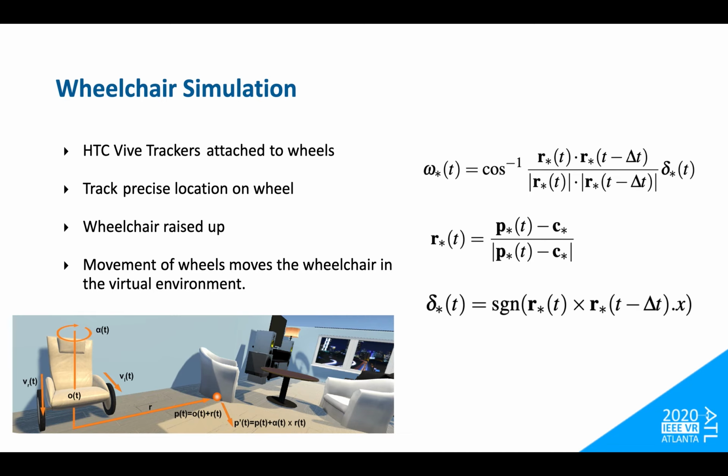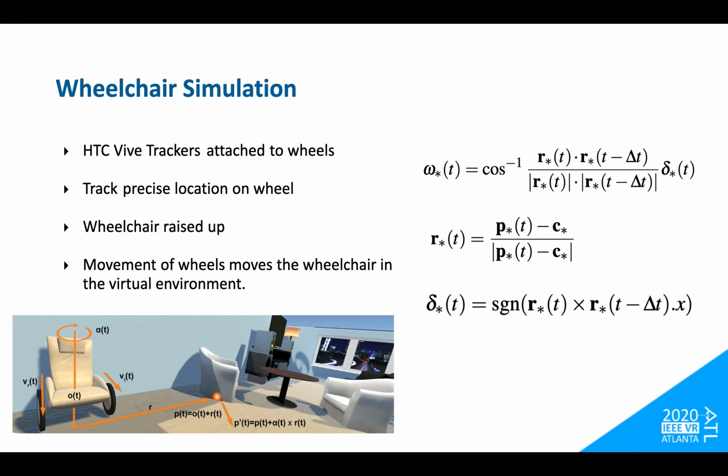Moving on to the navigation within the room, the wheelchair simulation is done using HTC Vive trackers attached to the wheels of a manual wheelchair. This allows for precise tracking of the wheel's location. The wheelchair with the trackers attached is raised up to keep the wheels off the ground. Moving the wheels of the wheelchair moves the virtual wheelchair.